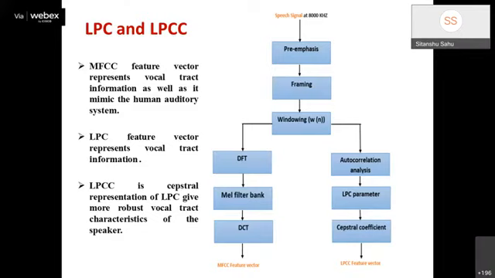This LPCC feature is also a characteristic of the speaker, in the sense that it represents the vocal tract information, the formant frequency information, right? So these are the methods people have used for discriminating healthy speech from Parkinson disease speech.